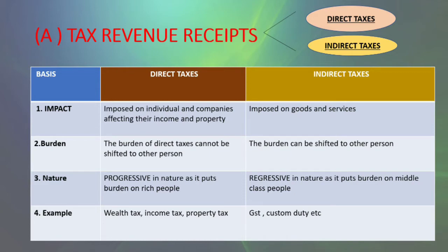Third, nature. Direct taxes are progressive in nature. How? Because they are levied on rich people. Wealth tax, income tax, जिनके पास property होगी, obviously we will charge those people only. So it is good for the progress of the economy. On the other hand, indirect taxes are regressive, that is bad for the economy because it puts burden on the middle class or the lower middle class people who go to purchase normal goods and services.